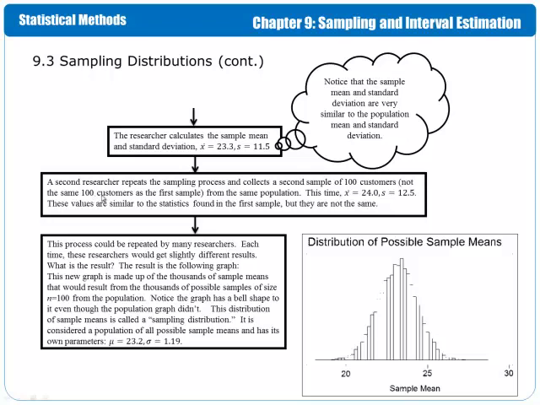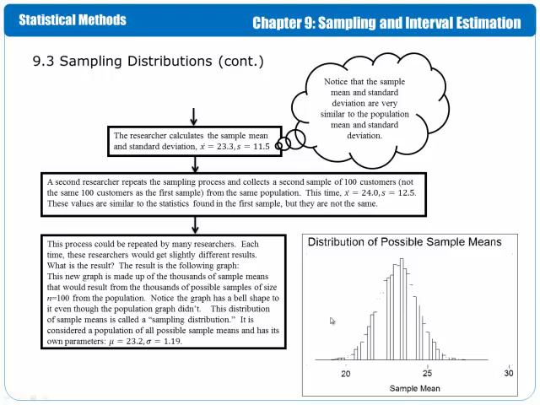Next, let's suppose that a second researcher repeats the sampling process and collects a second sample of 100 customers. Not necessarily the same 100 customers that were in the first sample, but there could be overlap. This time, the sample mean is 24 and the sample standard deviation is 12.5. Again, these values are similar to the statistics found in the first sample and similar to the population parameters, but they're not the same. This process could be repeated over and over by many different researchers. Each time, these researchers would get a slightly different result. From a combination of all those different results, we could come up with this graph.